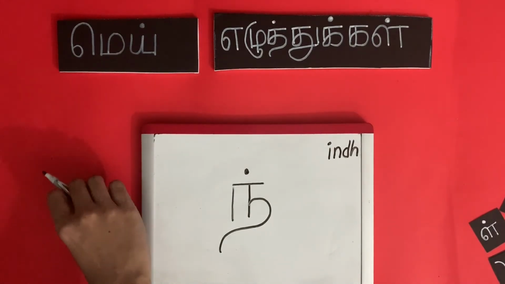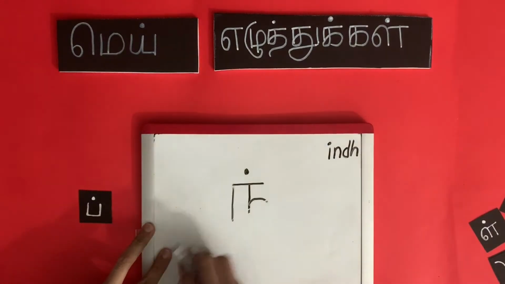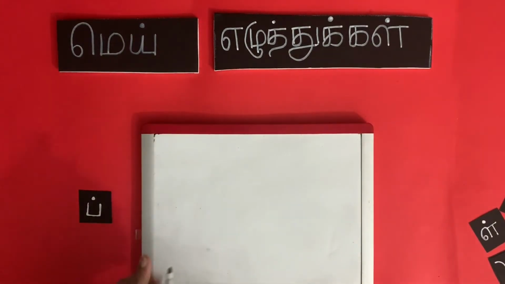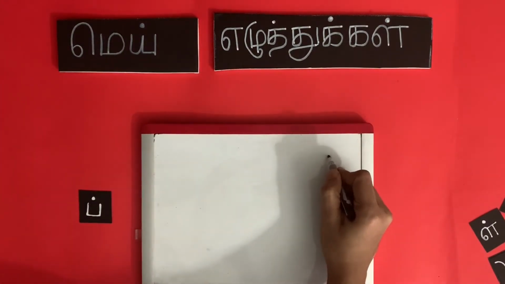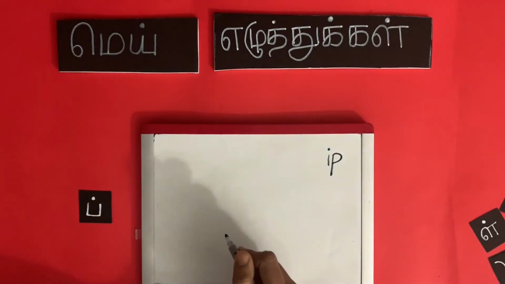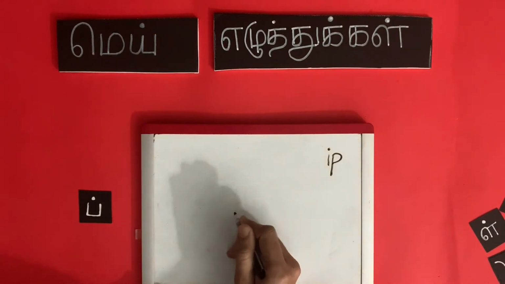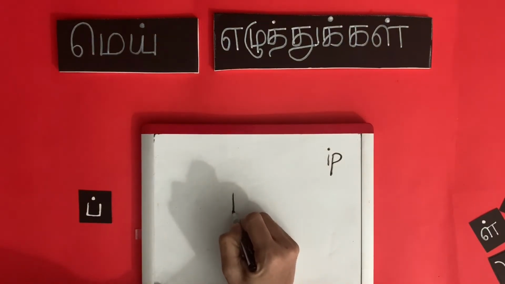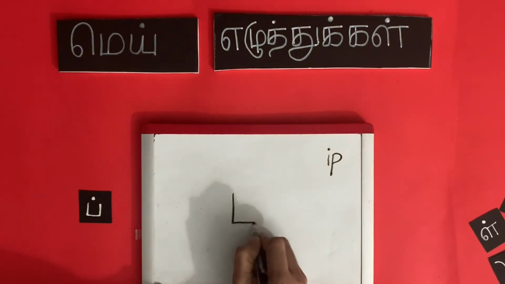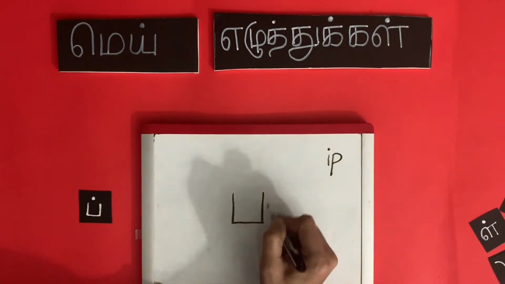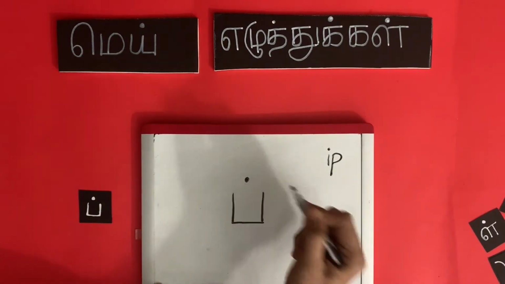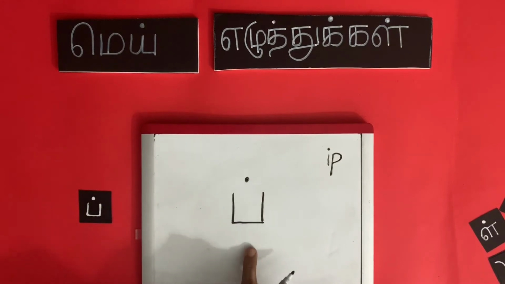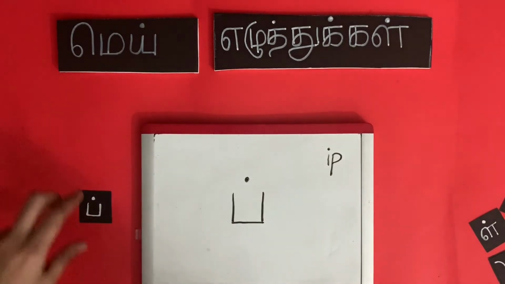The next letter is going to be ip. What is the next letter? Ip. So how do we write it? Straight line, sleeping line, straight line, and put a dot. This is called ip.